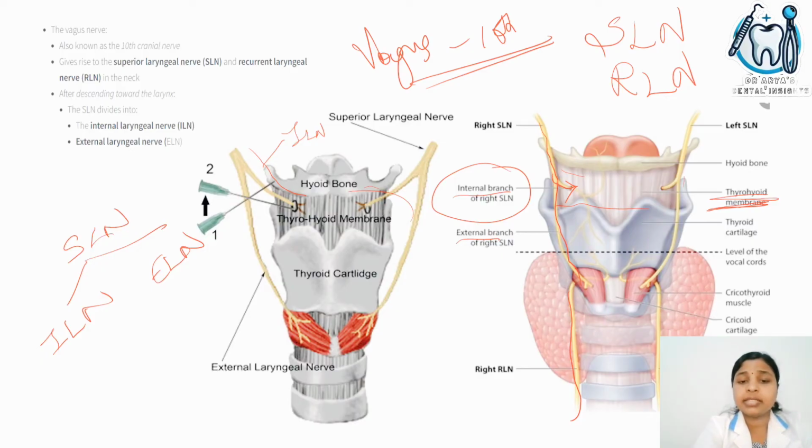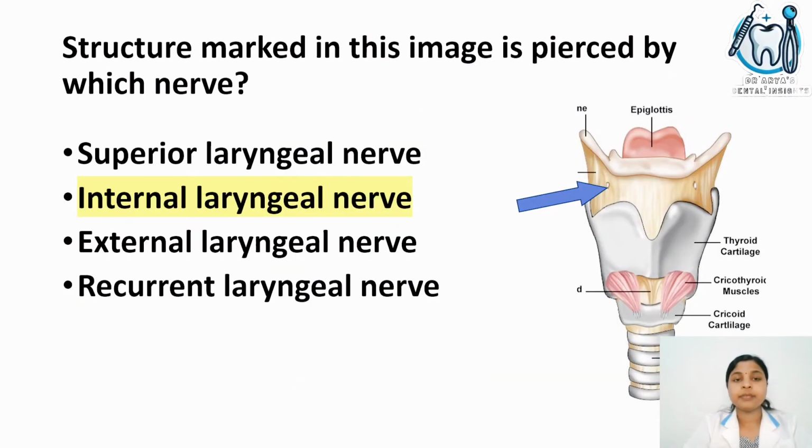And this is the external laryngeal. This is the recurrent laryngeal. Clear? Yeah. So this is the hyoid bone, this is the thyrohyoid membrane, this is the thyroid cartilage. This is the level of the vocal cords. Here is the cricothyroid muscle and this is the cricoid cartilage. So what's the answer? It is the internal laryngeal nerve. Clear?